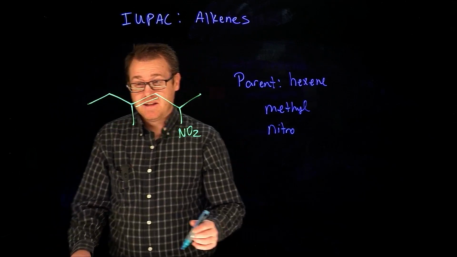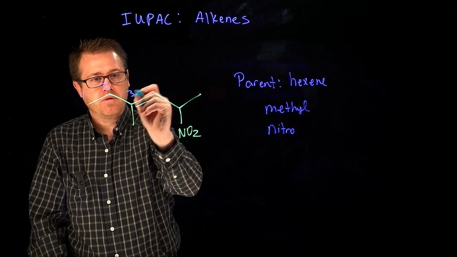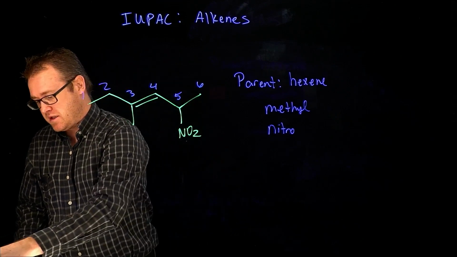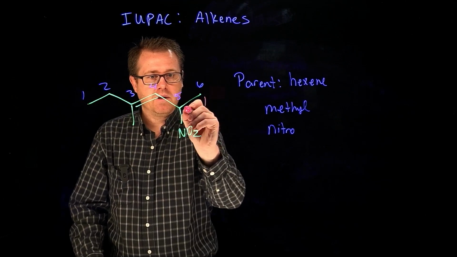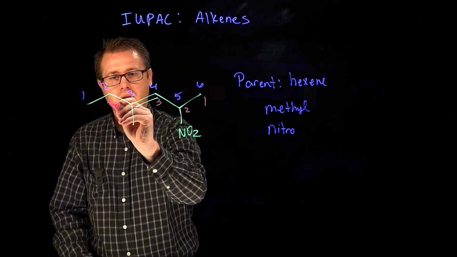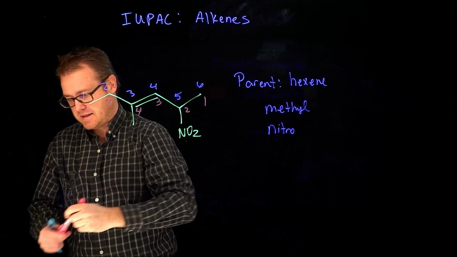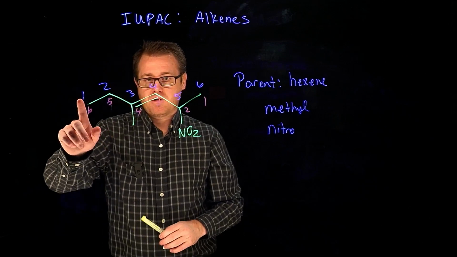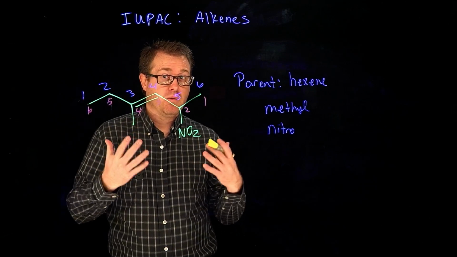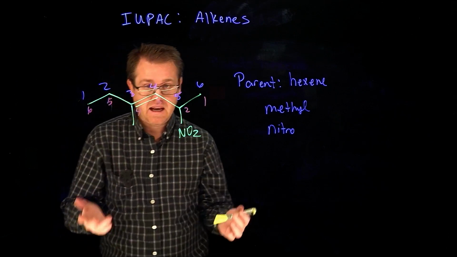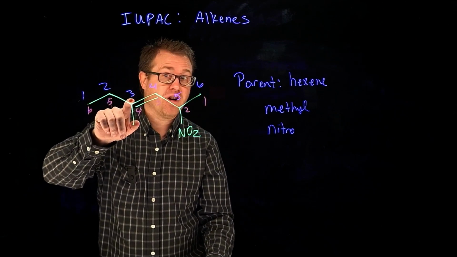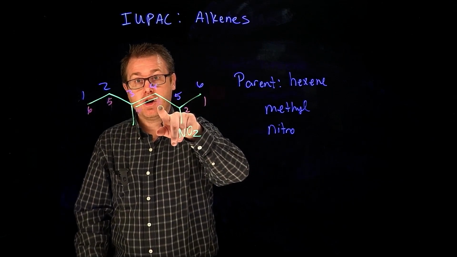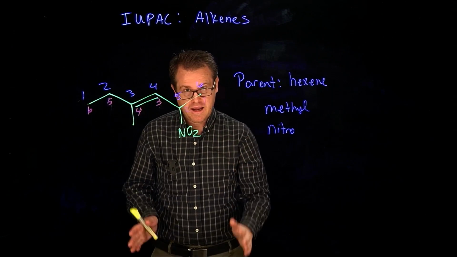So now we need to number this in the appropriate way. 1, 2, 3, 4, 5, 6, versus, what if we did it in the opposite way? 1, 2, 3, 4, 5, and 6. Okay, this is interesting. Because in the blue numbers, when do we bump into our alkene? That's what we're trying to do. We want to give the alkene the lowest locator number. In blue, we bump into it at carbon 3. In pink, we bump into it at carbon 3. So we have a tie.